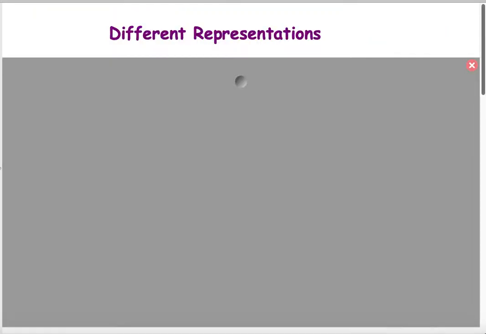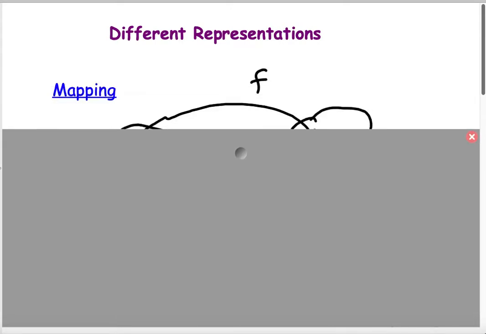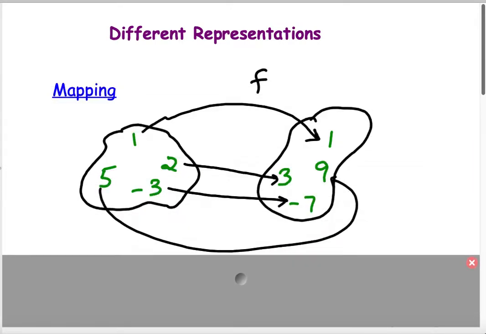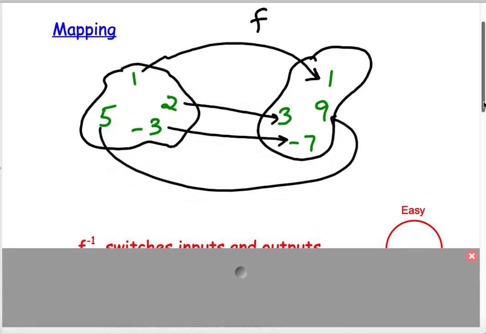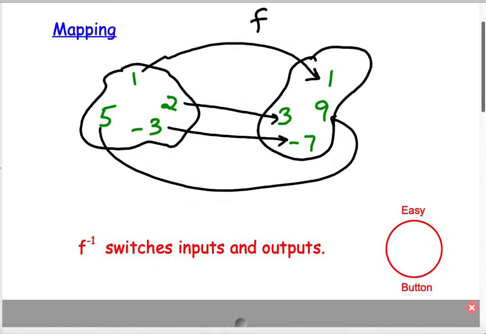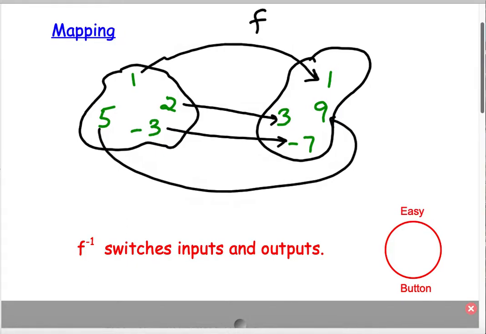There's different representations for functions that we've learned so far. We learned about a mapping. And a mapping was very easy and visual to see. So if this is the function f, and let me have an arrow here, I can point to things. So this function f maps, for example, 2 over to 3. It maps 5 to 9, -3 to -7, and 1 gets mapped to 1.